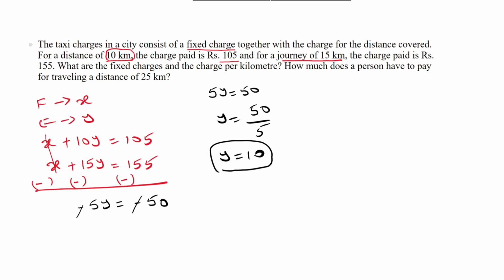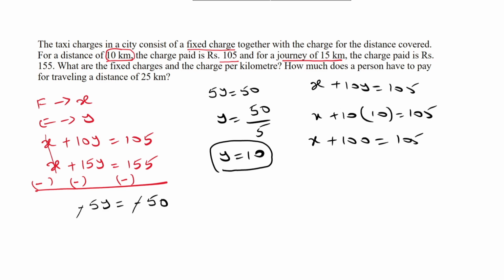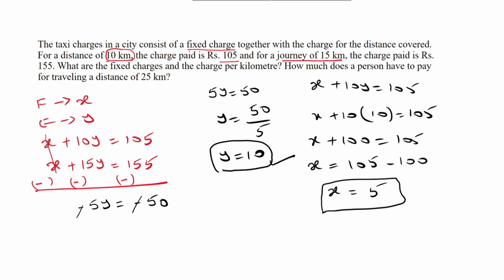Next, substituting this y value in the first equation. The first equation is x plus 10y equals 105. X plus 10 into the y value, which is 10, equals 105. X plus 10 tens are 100 equals 105. Taking 100 to the right side, it will become minus 100. 105 minus 100, so x equals 5. So the fixed charges are 5 rupees, and for every extra kilometer they need to pay 10 rupees.